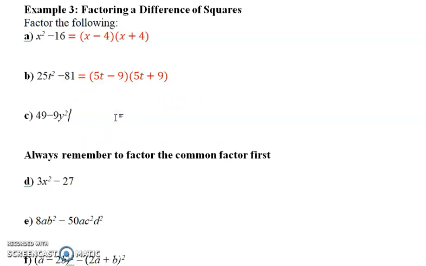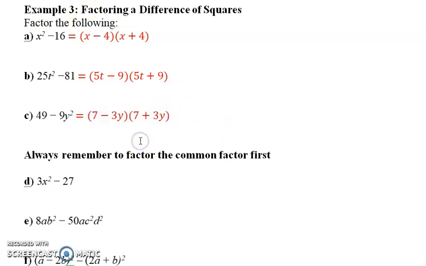Now this one here, they're showing 49 first, the constant first, and the squared term second. It doesn't make a difference. It's still done the same way. So it's going to be equal to bracket 7 minus 3y, since the square root of 49 is 7, and the square root of 9y squared is 3y, and then 7 plus 3y. That's it.